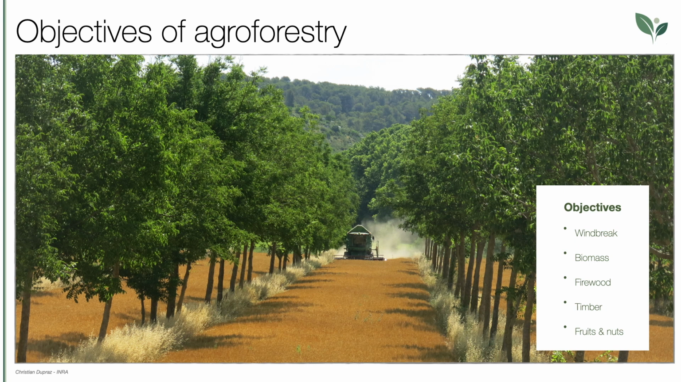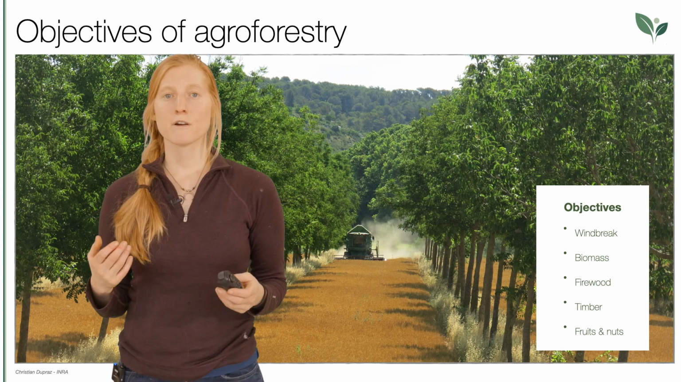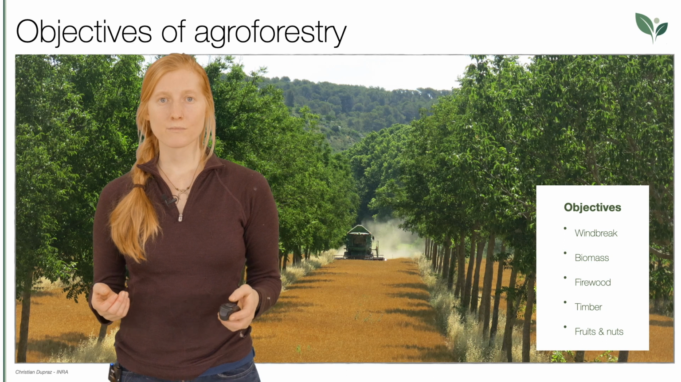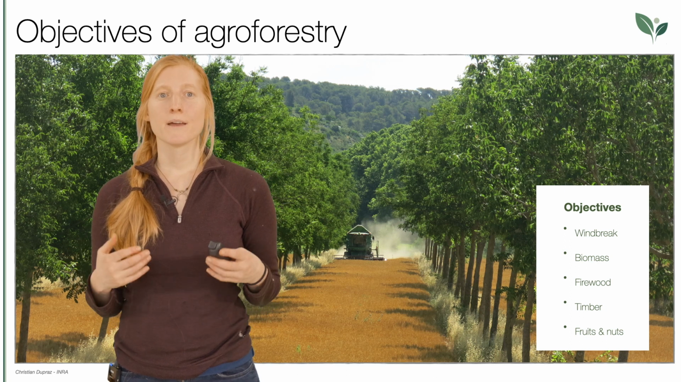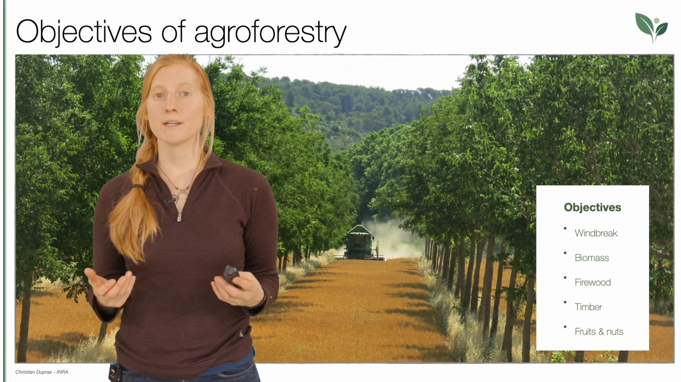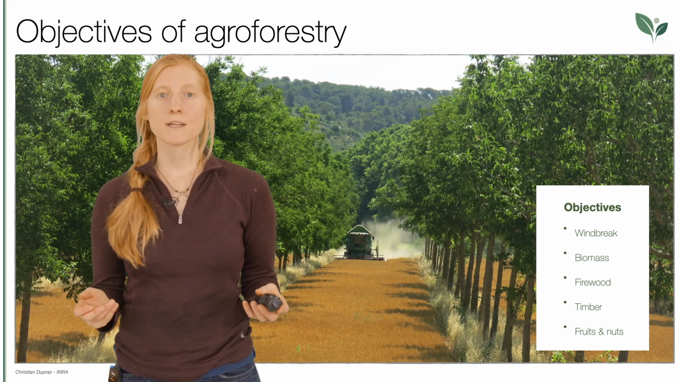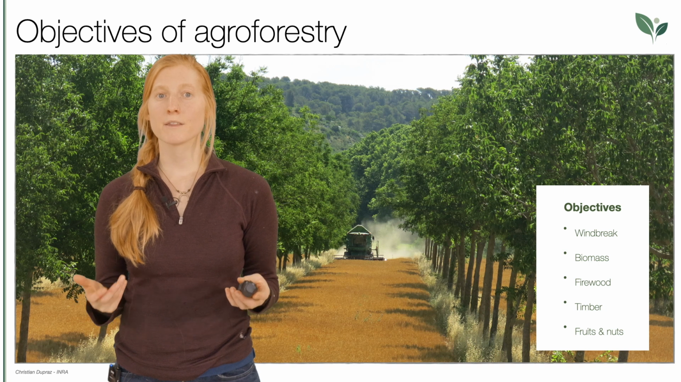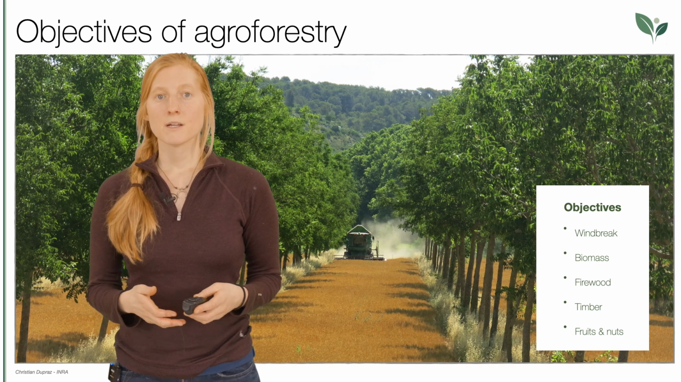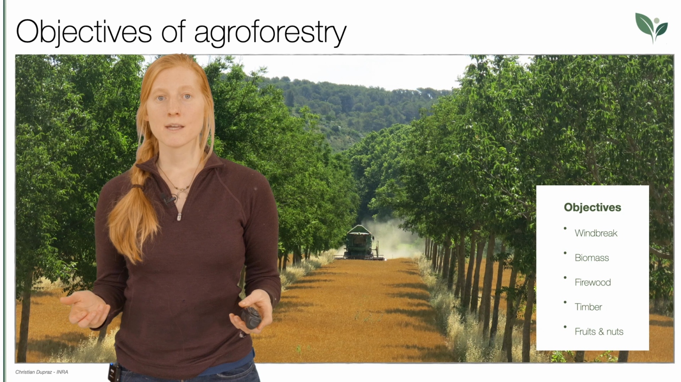Let's now look at the objectives of integrating trees in our fields. Clearly, the production of biomass, firewood, timber, and fruits and nuts are of great interest, and from the economic perspective, enough incentive for diversifying the current farm system. Depending on the farm business plan, setting, and infrastructure, the goal can be one or many of the named products.